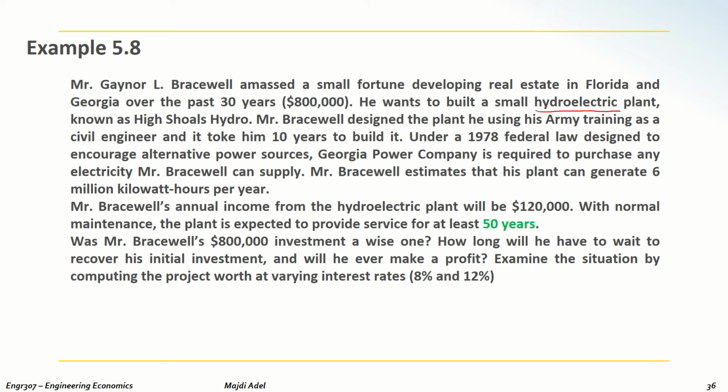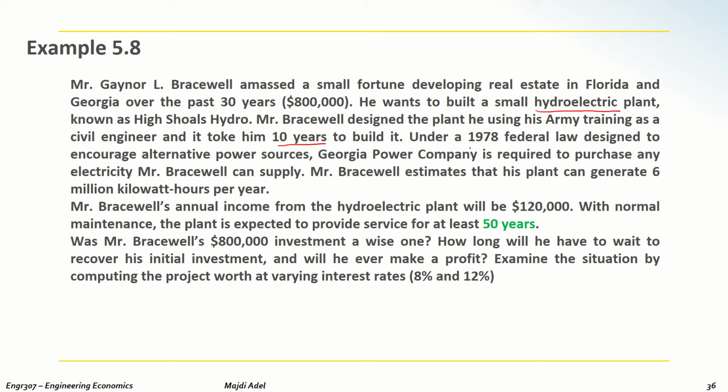He will design and supervise the construction of this hydroelectric plant using his experience as a civil engineer in the army. Building the plant will take him 10 years. By the law of Georgia State and a 1978 federal law, Georgia Power Company is required to purchase any electricity generated from a renewable resource.